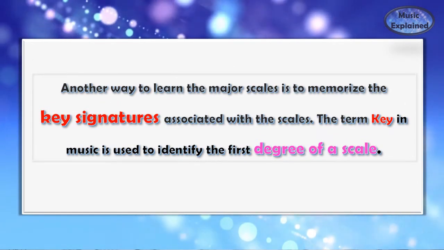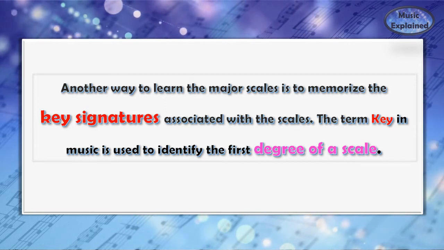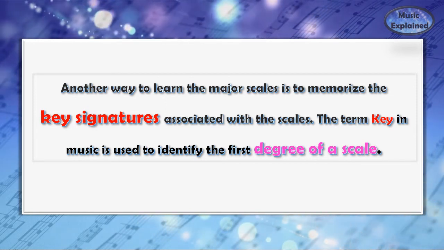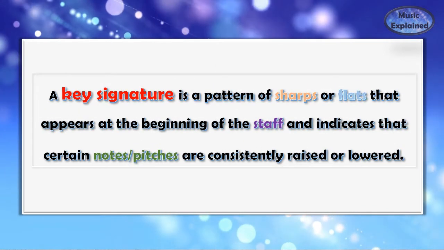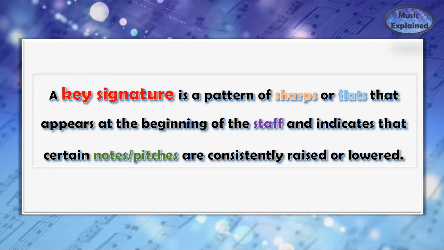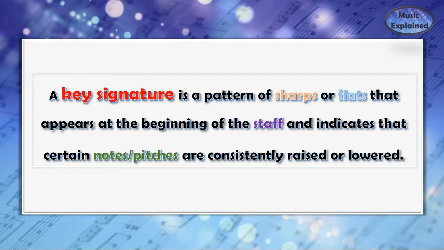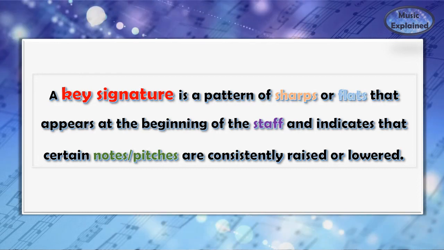Another way to learn the major scales is to memorize the key signature associated with the scales. The term key in music is used to identify the first degree of a scale. A key signature is a pattern of sharps or flats that appears at the beginning of the staff and indicates that certain notes or pitches are consistently raised or lowered.